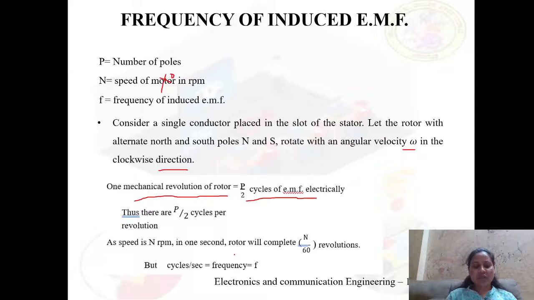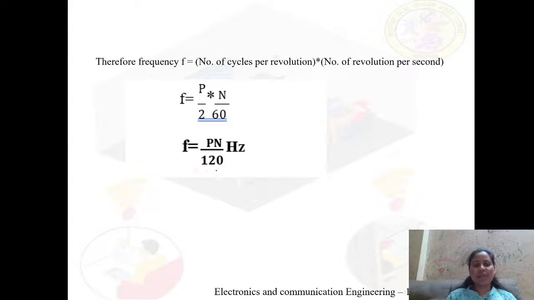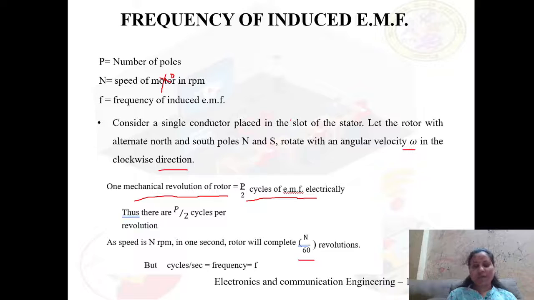revolution. And if we consider the speed, the time taken to make one complete revolution is 60 by N in seconds, and we can write the relationship between frequency, the speed of the rotor and the number of poles as f is equal to PN by 120, or N is equal to 120 f divided by P.